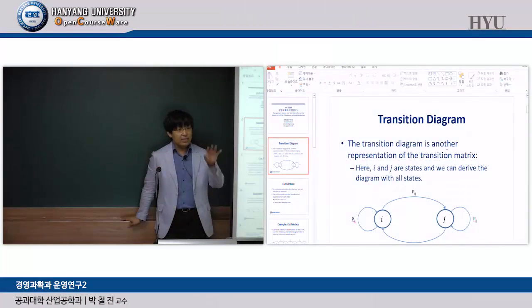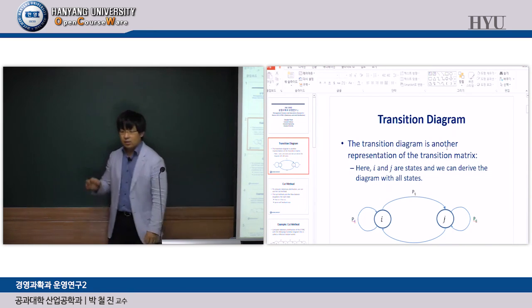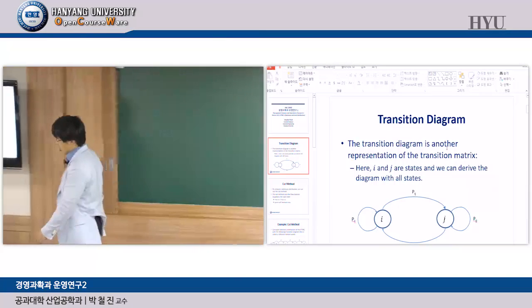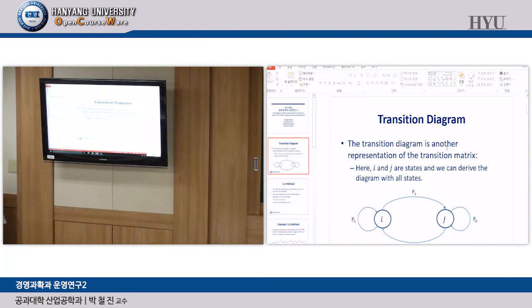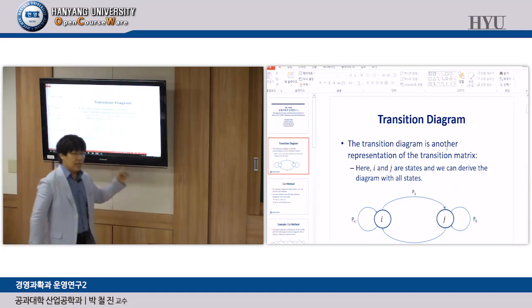Each state corresponds to a node of the diagram, and the arc represents the one-step transition probability for any pair of states. Usually we describe only the non-zero one-step transition probabilities. If the probability is zero, then we ignore that one-step transition in the diagram.